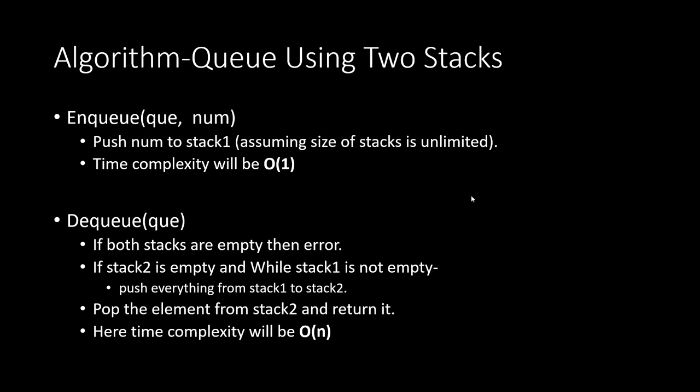So inserting into one stack, then moving elements from stack one to stack two, and then removing the element from stack two helps us mimic the functionality of basically DQ. Okay, and since we'll be traversing the elements from stack one to two, we depend on how many elements we have, and hence the complexity becomes O(n).